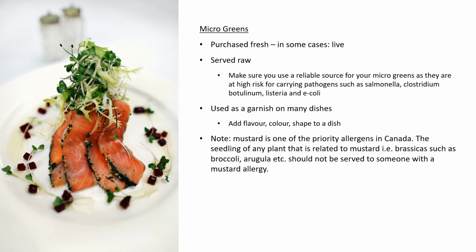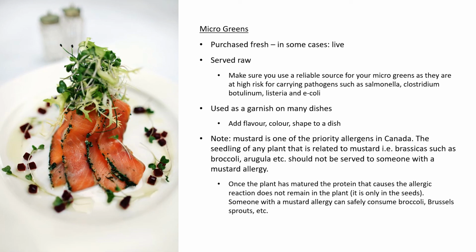So be very careful. Make sure that if anyone has any food allergies that you're aware of it, and don't use any of the Brassica family seedlings or microgreens on your plates. Now, just so you know, once the plant is matured, the protein that causes the allergic reaction is in the seed. It doesn't stay in the adult plant. So somebody who has a mustard allergy can safely consume broccoli and Brussels sprouts and things like that.